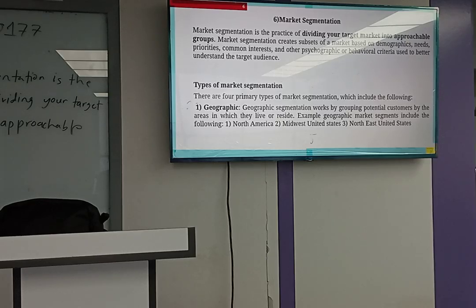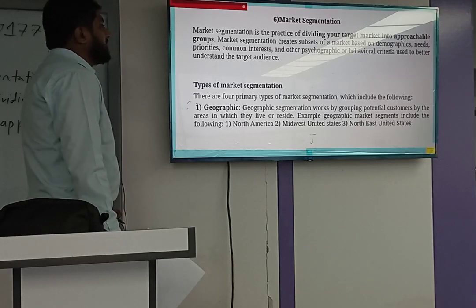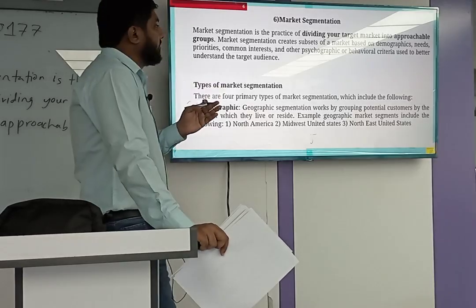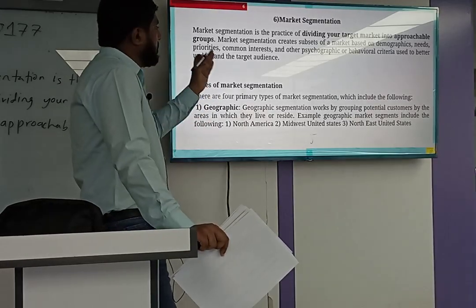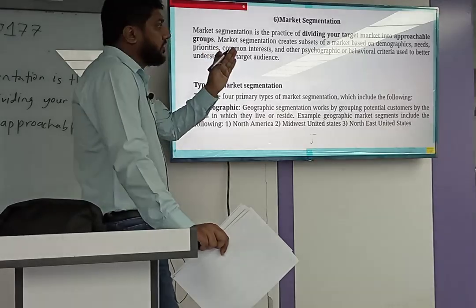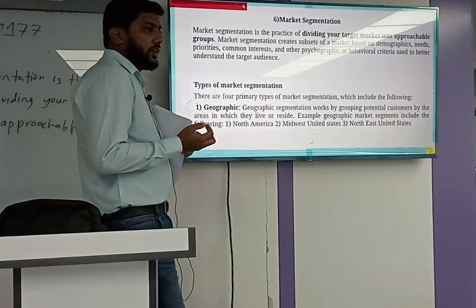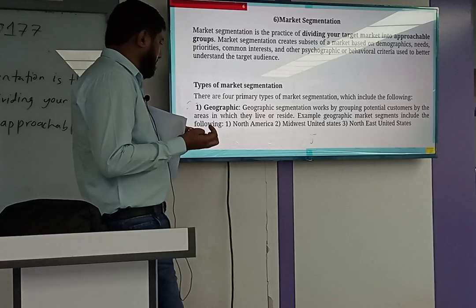Market segmentation is the practice of dividing your target market into approachable groups, which means market segmentation creates subsets of a market based on demographics, needs, priorities, common interests, and other psychographic or behavioral criteria used to better understand the target audience. That means the target audience can be classified. So, types of market segmentation.